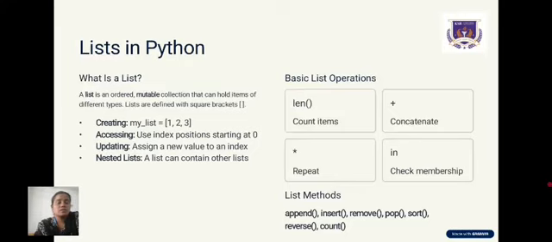We can create the list. For example, my_list. This is the user defined list. In square brackets we give the data 1, 2, 3. Accessing means using the index position starting at 0. Normally the starting position is 0. Next one is updating. Assign a new value to an index. Here we can assign the values to the index. Next one is nested list. A list can contain other lists.